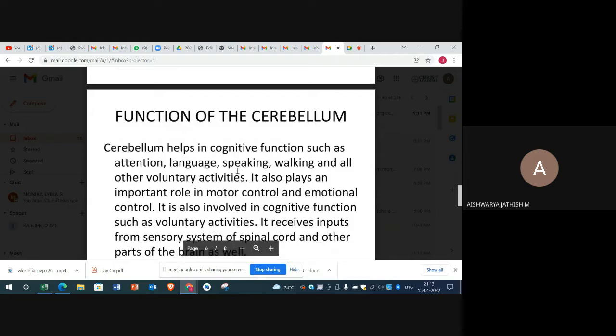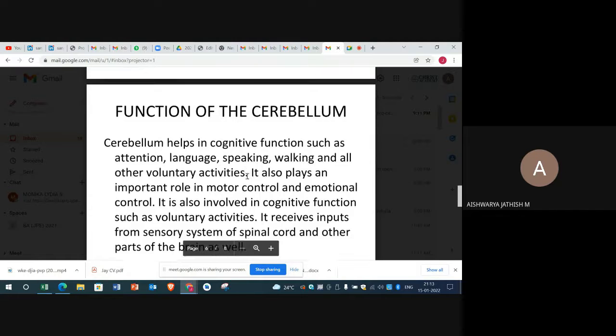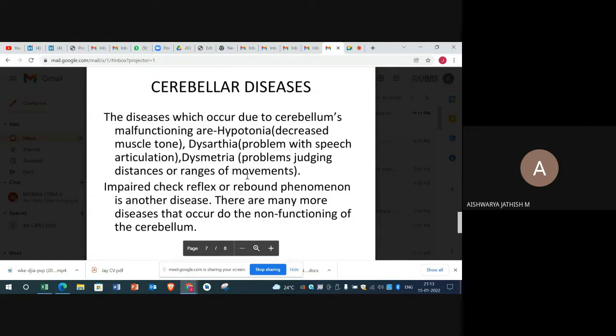What is the function? The function is again cognitive function, a role in motor and emotional control, and also voluntary activities. The diseases are hypotonia, dysarthria, dysmetria, and impaired check reflex or rebound phenomenon.